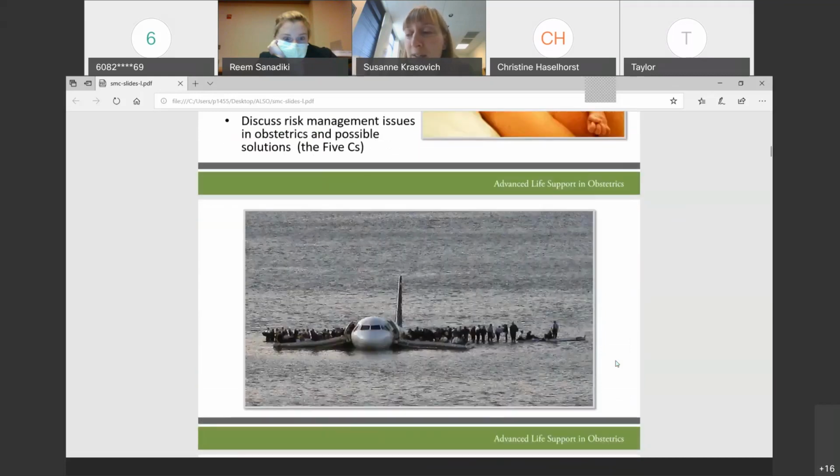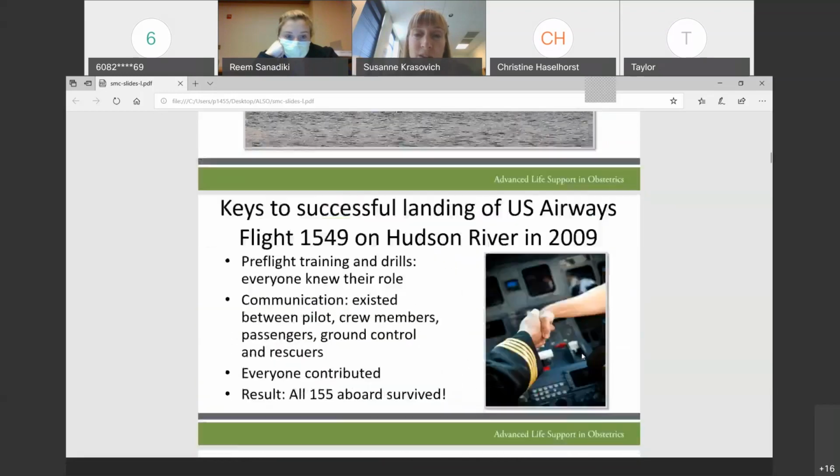So some of you may recognize this picture. If you don't, on January 15th, 2009, US Airways Flight 1549 hit a flock of Canadian geese, lost thrust in both the engines, and ended up having to make an emergency bailout landing on the Hudson River near New York City. That landing was successful, and in fact, all 155 travelers and crew on board survived.